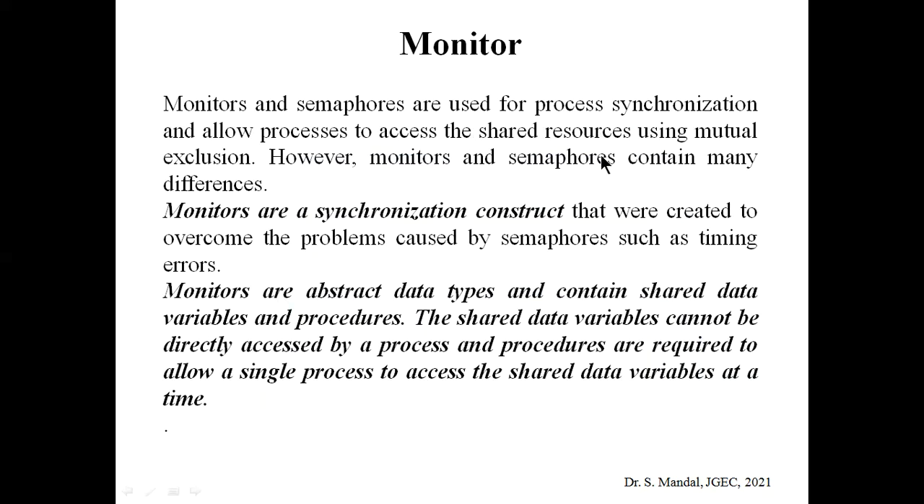Now coming to the next topic, that is the monitor. We already know that semaphores are used for process synchronization, and they provide mutual exclusion among processes. Similarly, monitors also provide process synchronization and mutual exclusion during the sharing of resources. However, monitors and semaphores have many differences. A semaphore is basically nothing but an integer, which denotes different operations like wait and signal. Based on its value, the wait and signal operations are performed, and we can enter into the critical section.